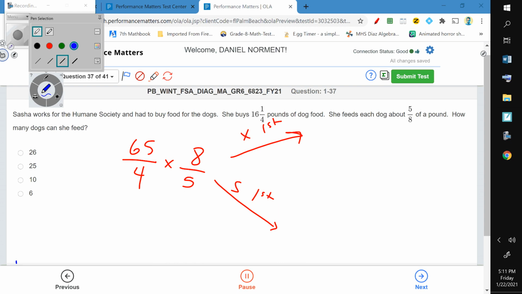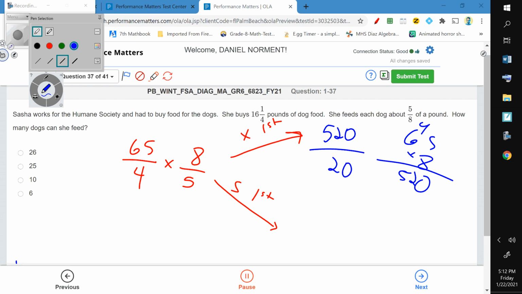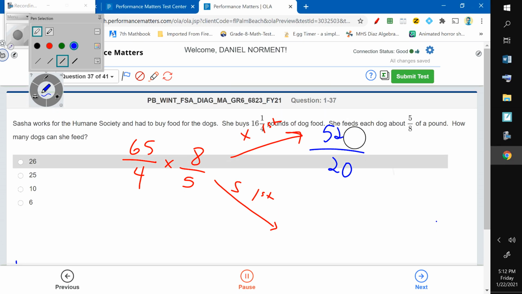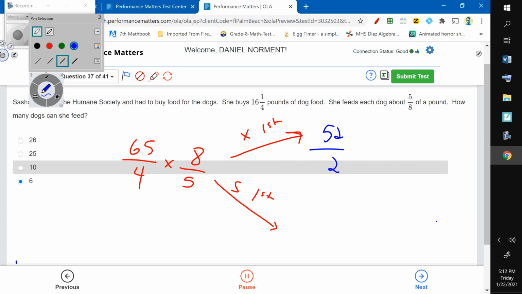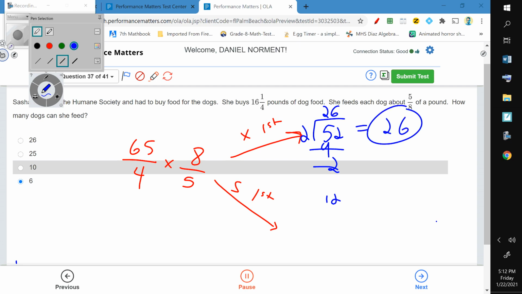65 times 8. I have absolutely no idea. 6 times 8 is 48 plus 4 is 52. That's 520 over 4 times 5 is 20. Now, I can simplify that. And I think 20 goes into both terms. So actually, let me get rid of the 0. You can simplify fractions just by, if they both end with 0, just do that. Piece of cake. Now, 2 goes into 52, 2 times 6. So that equals 26. That's the answer. Boom, right there.